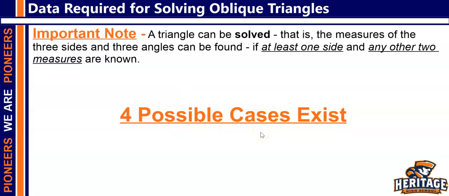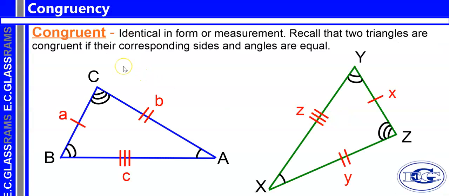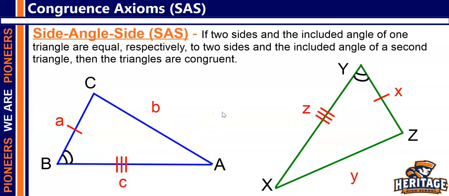But before I can even show you what those cases are, we need to do a quick recap on different terms and axioms that you might have learned in the past. First thing is congruency is when you're comparing two different objects, they're identical in form of measurement. So if you had to compare two different triangles, all three sides have to be the same and all three angles have to be the same. And that leads us to the congruence axioms, where if you had to compare two different triangles, if you're given, in this example, a side, angle, and a side that they both share in common, they're congruent.